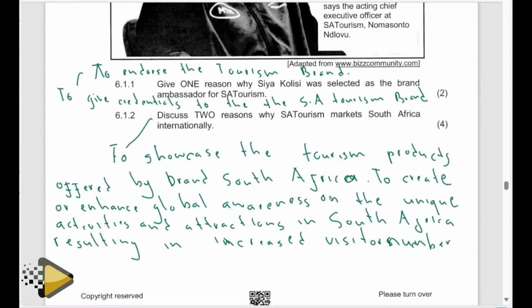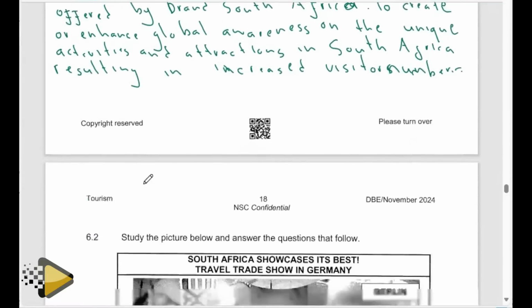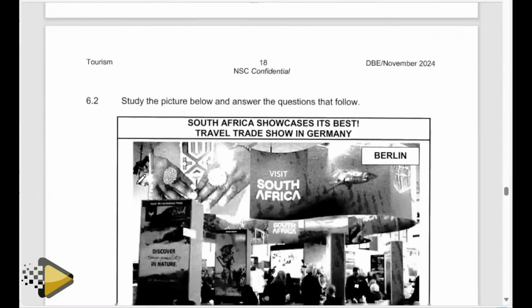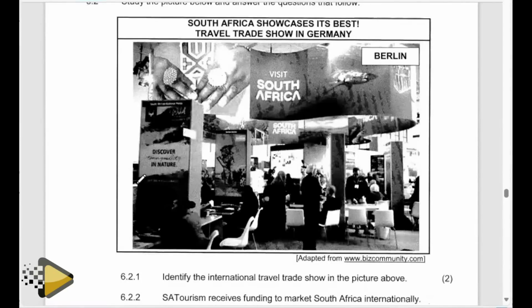So several global tourists will end up visiting South Africa. So as they are visiting South Africa, it is actually good for the economy because it increases the GDP of the country. And at the same time, it creates what we call the multiplier effects, where the financial benefits accrued from tourism-related activities flow to other sectors of the economy. Then moving on to 6.2.